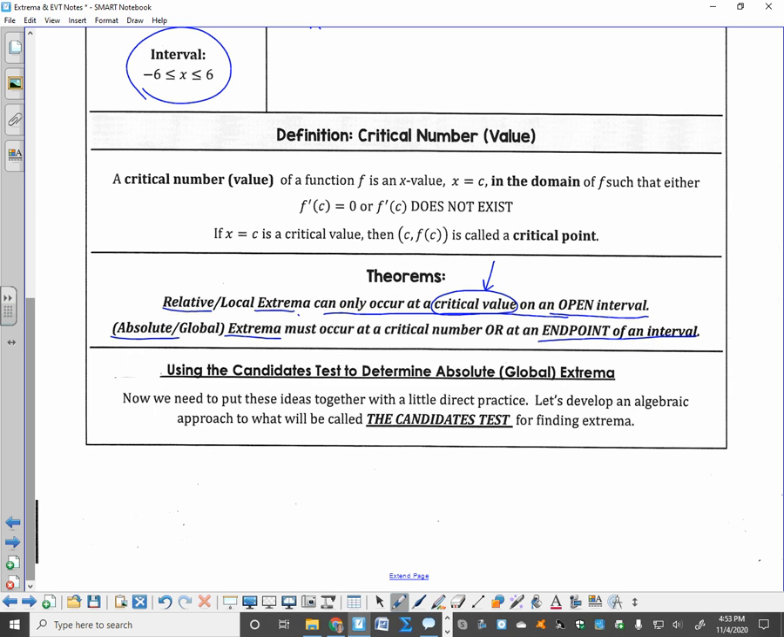Well, to find those critical values, I'm going to take my derivative and set it equal to 0, and I'm also going to think about where I can't take the derivative. Those are all the x values that are critical values.